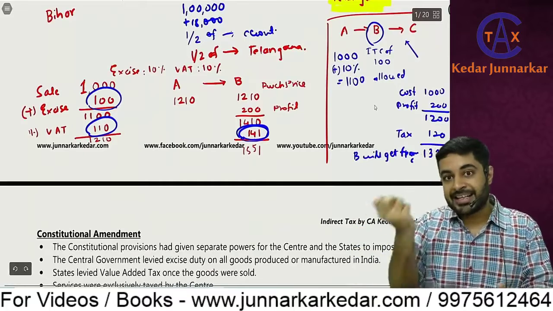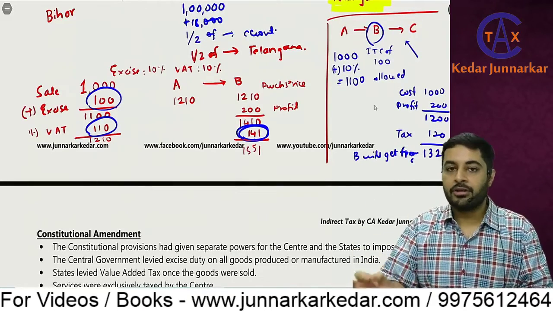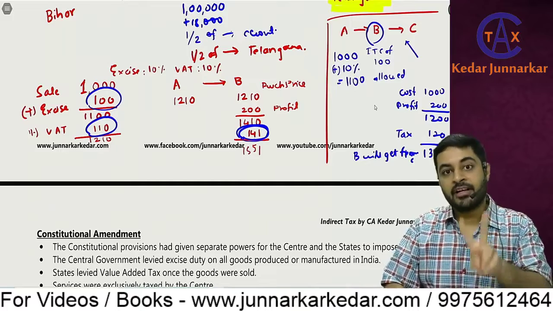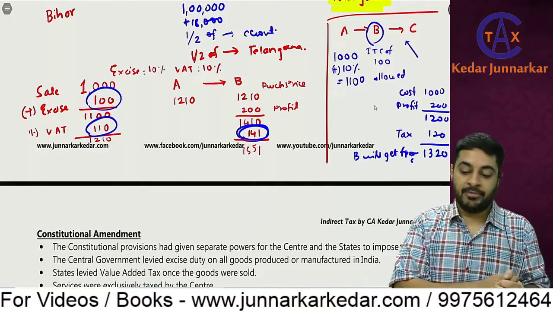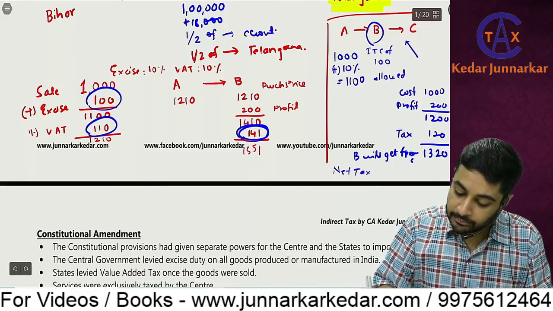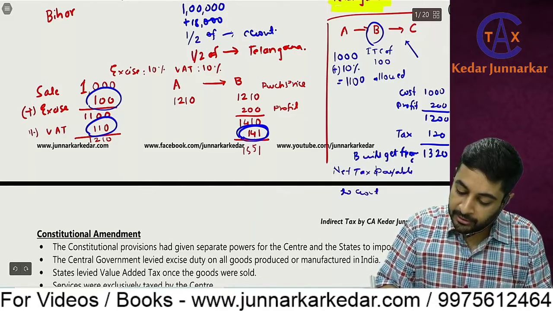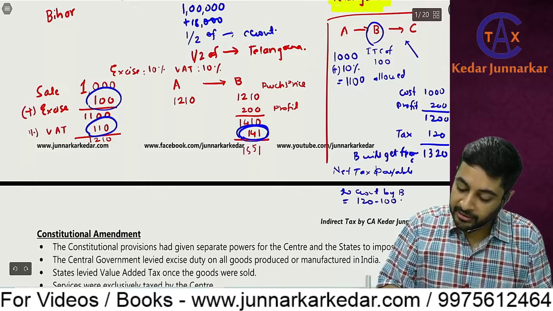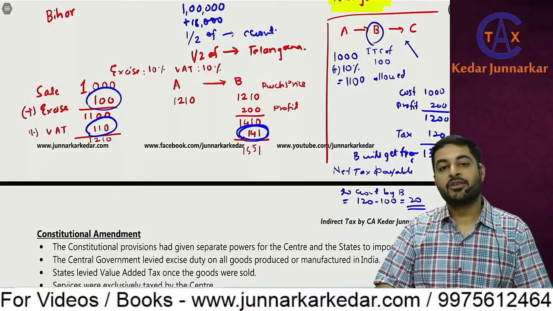How much have you collected from C? 1320. Okay, 1320 you have collected. Means out of that, 120 you have to pay to the government. But from your pocket you have already paid 100. Means how much net tax do you have to pay? Net tax payable to the government by B: 120 minus 100, that is 20. So only 20 rupees you have to pay.